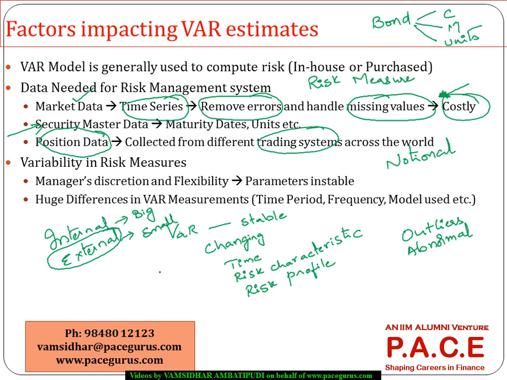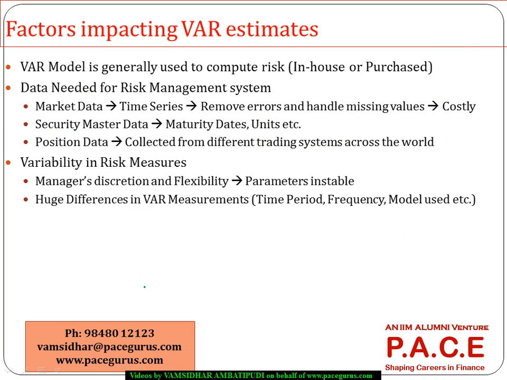And once we have collected all that data, a normal VAR model is built. And whatever VAR model comes up, once the data changes slightly, there is a possibility of the VAR value also changing drastically. So what are the things that are contributing to the variability in those VAR measures? Most of the times, in the computation of the VAR, managers have their own discretion in terms of identifying the parameters. So that would lead to some extent to the instability of the parameters.